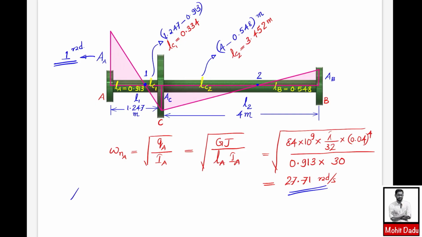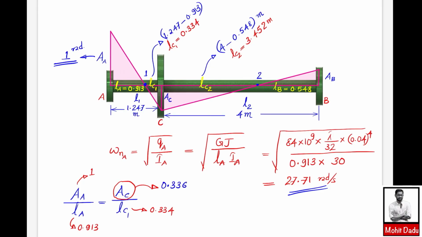Based on this, you can use the equation: the amplitude AA divided by LA will be equal to the amplitude AC divided by LC1. Here the AA we have taken as 1 radian, and the LA value is 0.913 meter. AC you are evaluating, and the LC1 value you have obtained is 0.334 meter. If you solve, you will get the value of the amplitude AC, which will be around 0.366 radians. So this is the answer that you are getting.